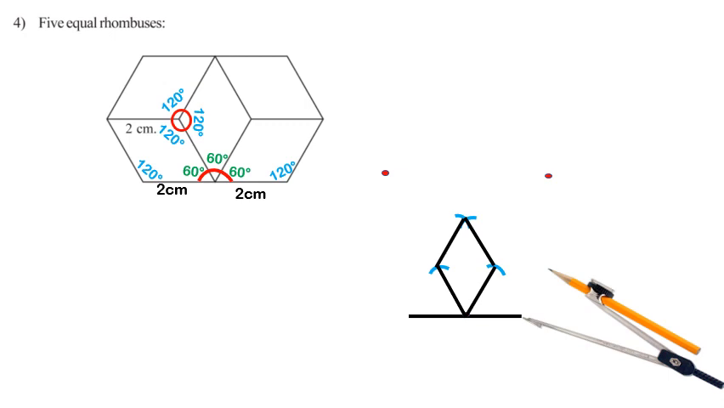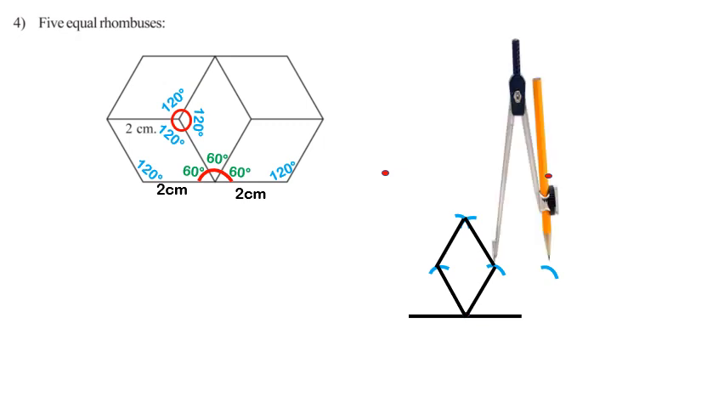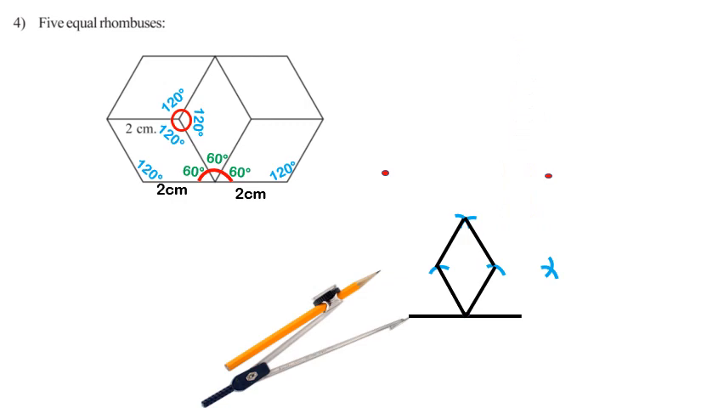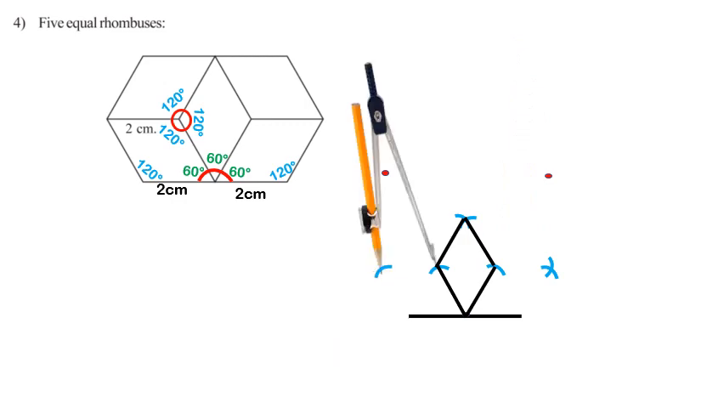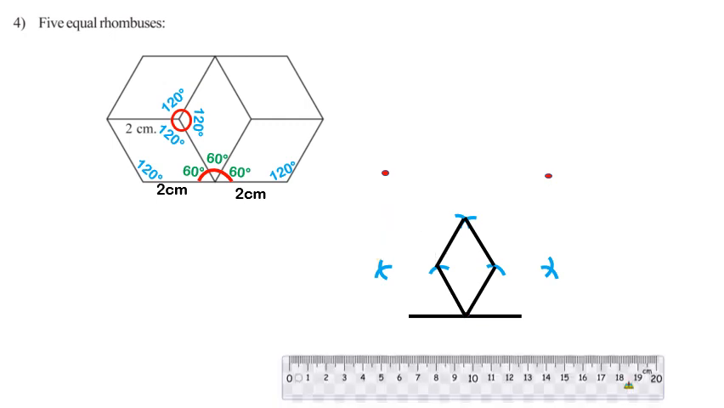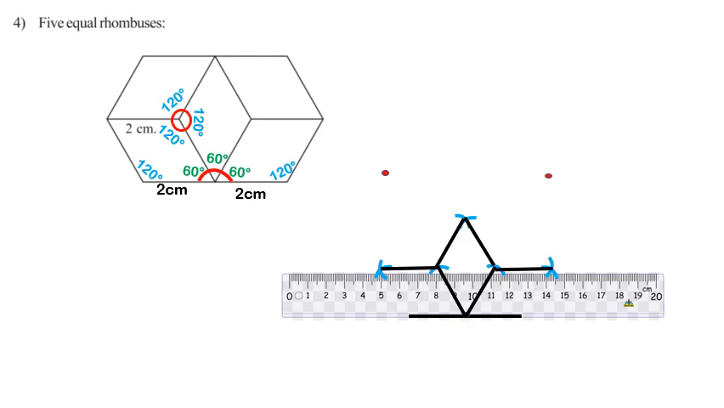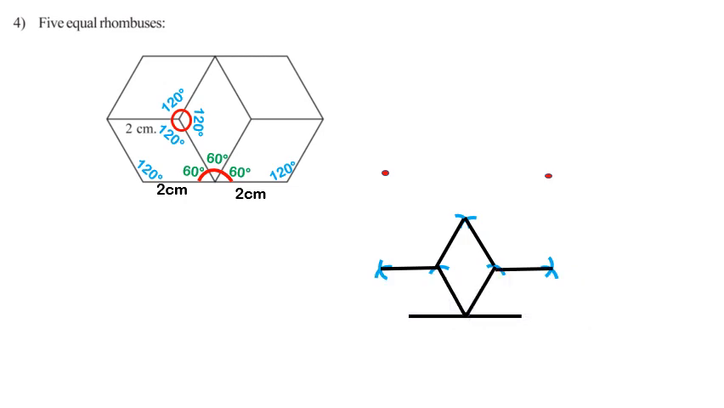Then keep compass to the right end of the horizontal line and draw one arc. Then again keep compass to this vertex of the rhombus and draw another arc intersecting to the first arc. Then repeat the same from the other side. Then use our ruler and join these points and draw rhombuses as shown in the question.